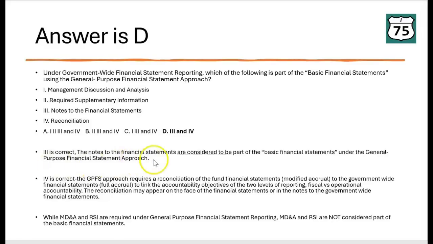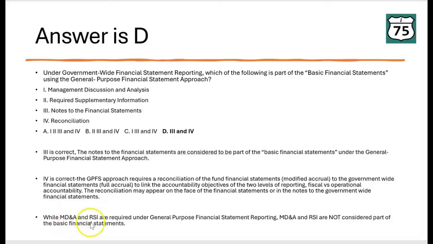3 is correct. The notes, they're considered to be part of the quote basic financial statements under the general purpose financial statement approach, and 4 is correct. The general purpose financial statement approach requires a reconciliation from fund financial statements under modified accrual to the government-wide statements prepared full accrual. The reconciliation may appear on the face of the financial statements, or that reconciliation might appear in the notes. Either way, that reconciliation is part of the quote basic financial statements.